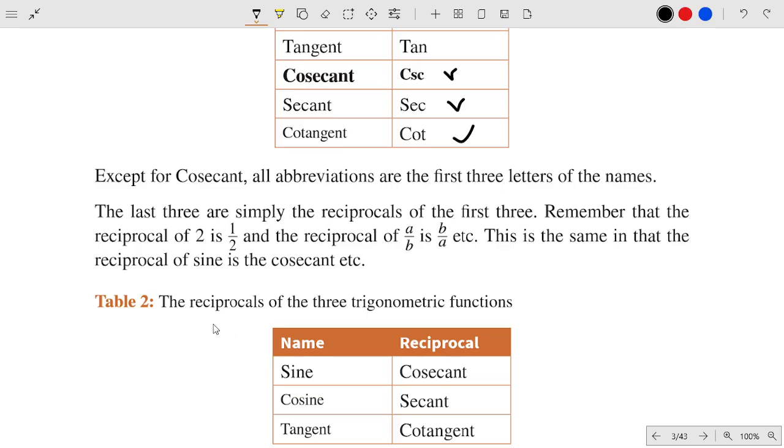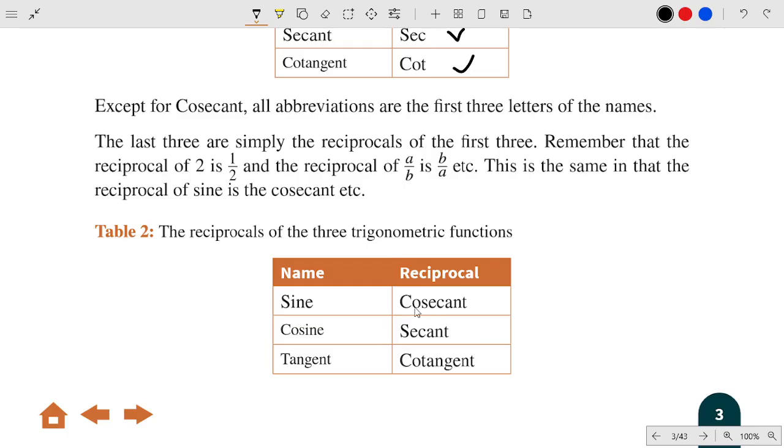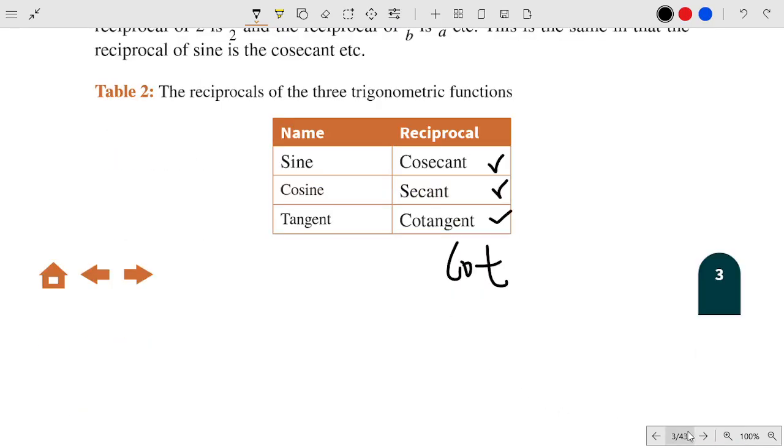Let's look at table 2, the reciprocals of the 3 trigonometric ratios. We have sine with the reciprocal being cosecant. We have cosine with the reciprocal being secant. We have the tangent with the reciprocal being the cotangent. Normally the cotangent is written as cot.